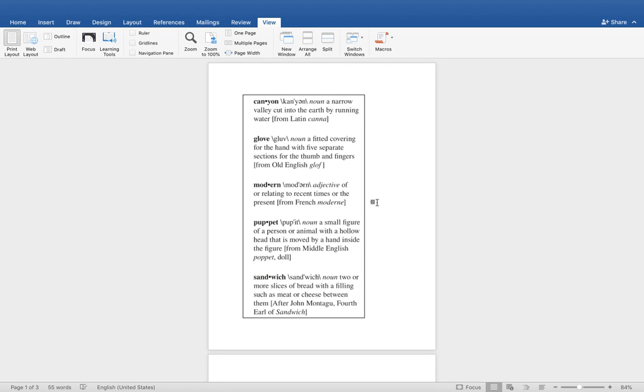Canyon is a narrow valley cut into the earth by running water. It comes from the Latin word canna. A glove is a fitted covering for the hand with 5 separate sections for the thumb and fingers, and it comes from the Old English word glove. Modern is an adjective. It means of or relating to recent times or the present.